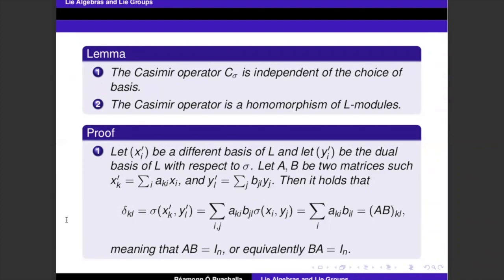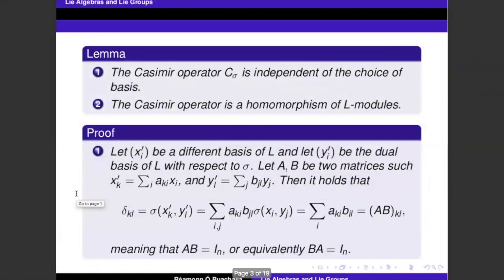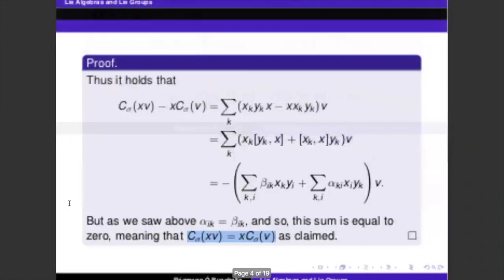When we have, remember the assumption was that we have a symmetric non-degenerate L invariant form. And as we know, the existence of these things is subtle. It can depend on what type of Lie algebra we have, so we're not always guaranteed to have these Casimir.